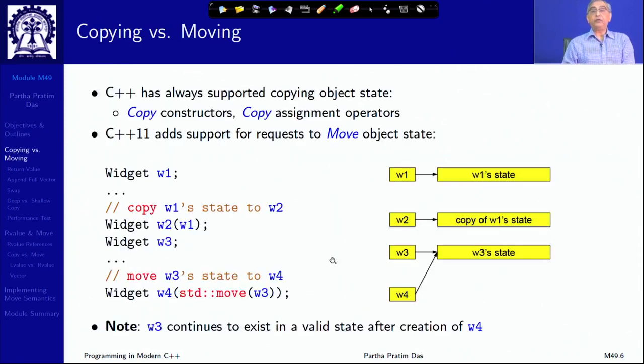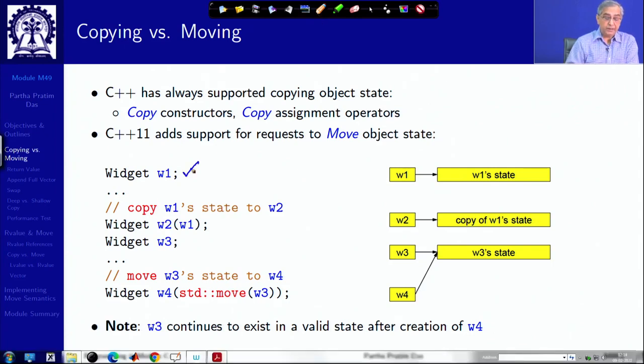So, let us see the difference between copying and moving. C++ has supported copying of states of objects, we know that, and C++ 11 is providing support to request moving objects. So, what is the difference? Suppose we have an object W1 of widget type. I can use this kind of way to construct object W2, where a copy of the state of W1 will be created and W2 will be a copy of this.